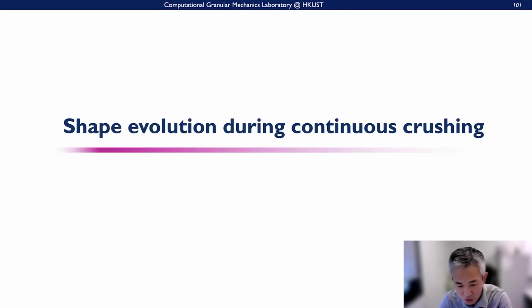So with these two, we can do quite a detailed analysis on how the shape changes during continuum crushing. You know that in any numerical tools, any computation, any experimental tools, it's very hard to quantify shapes in a continuum crushing process, right? Even in the most advanced X-ray CT scanning.